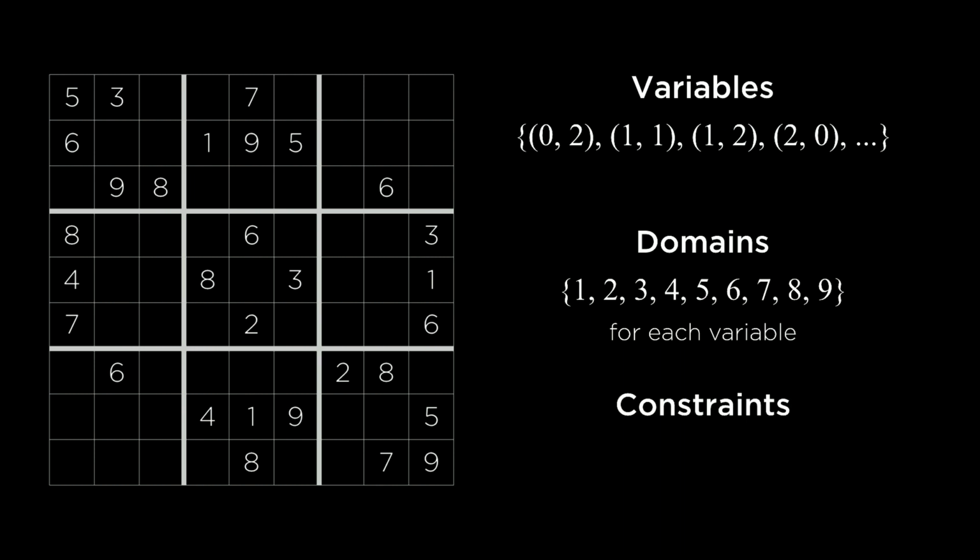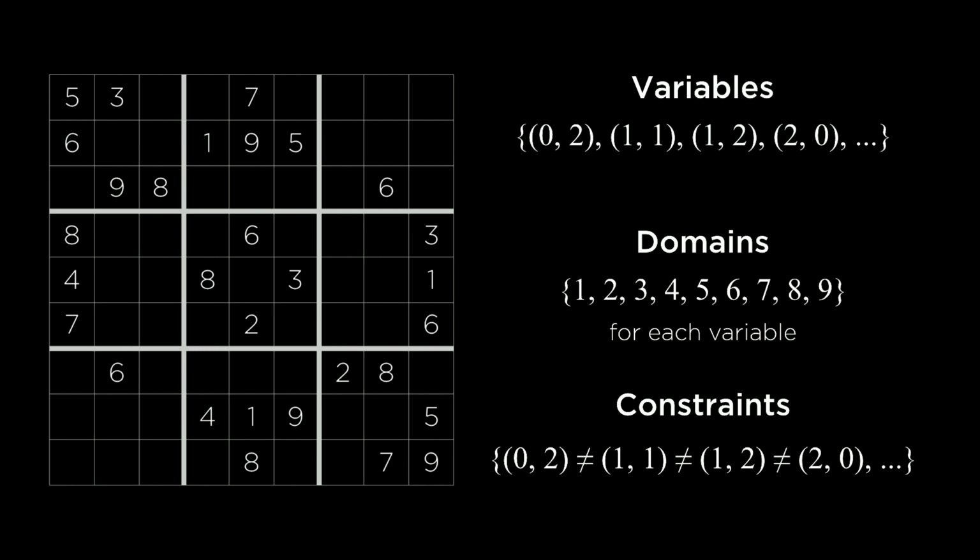And then the constraints are going to be of the form like this cell can't be equal to this cell, can't be equal to this cell. All these need to be different, for example. And same for all of the rows and the columns and the 3x3 squares as well. So those constraints are going to enforce what values are actually allowed.